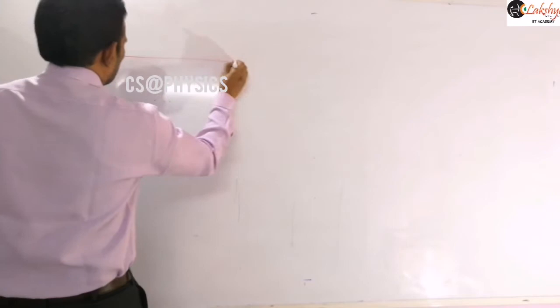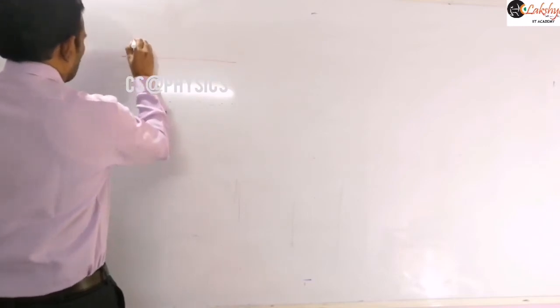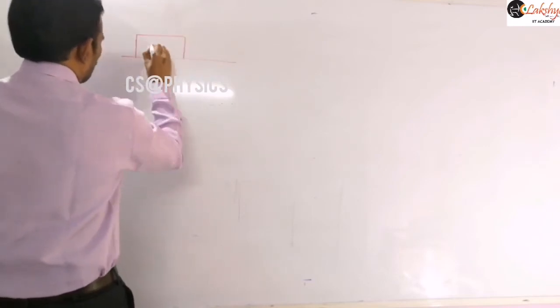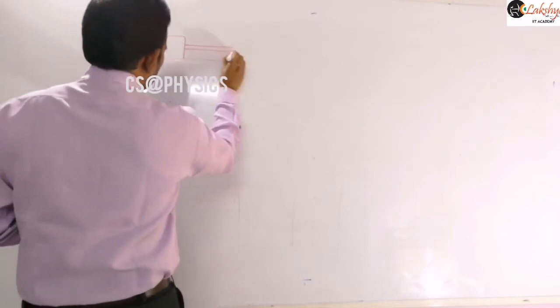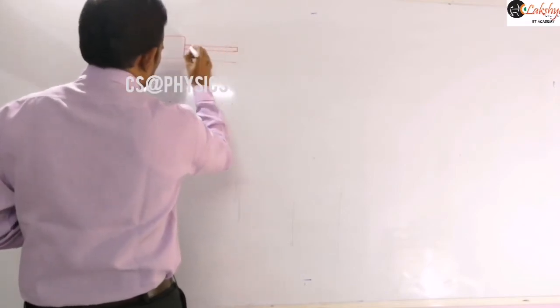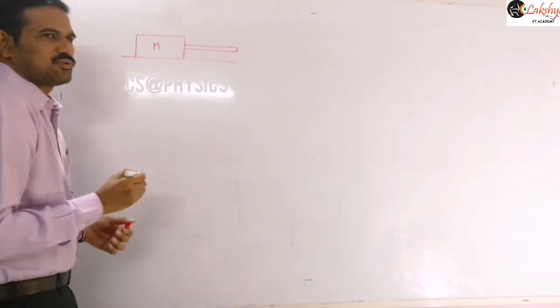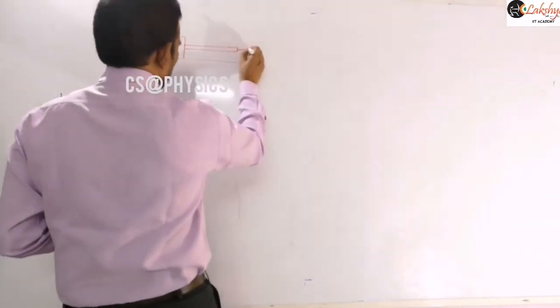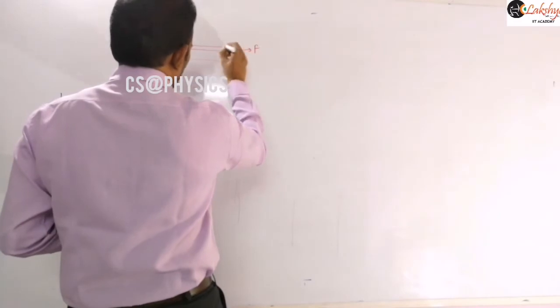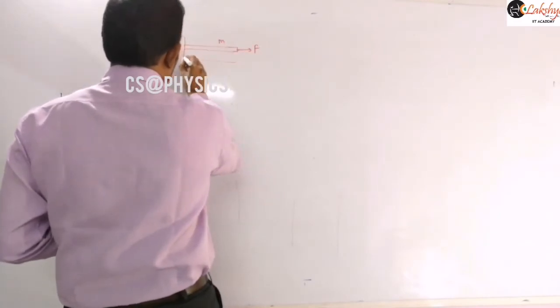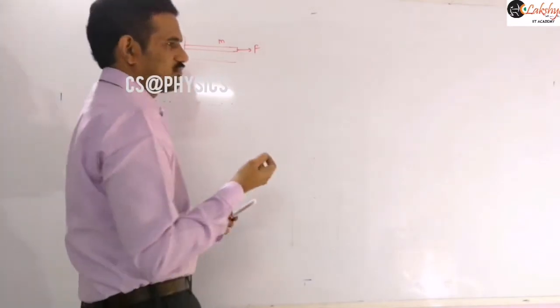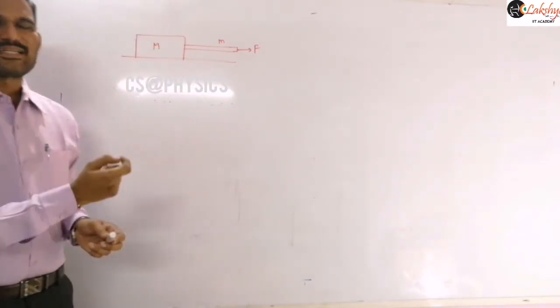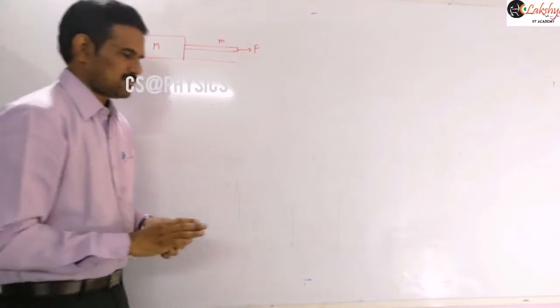For this, I am taking a block of mass M placed on a horizontal surface. Now it is pulled with a rope having some mass m, by applying a force F. Our question is: find the force exerted by the rope on the block. So write that problem.